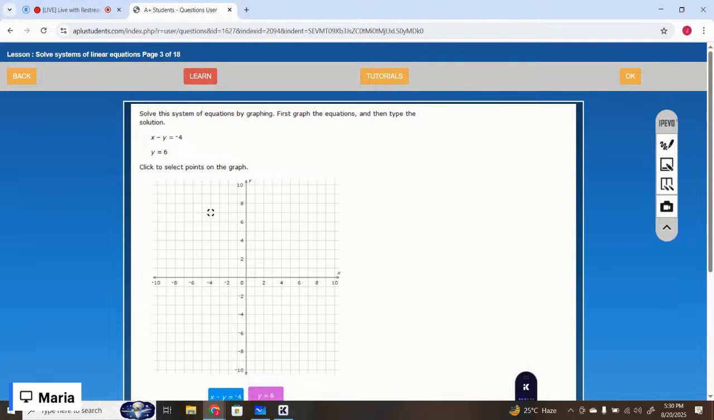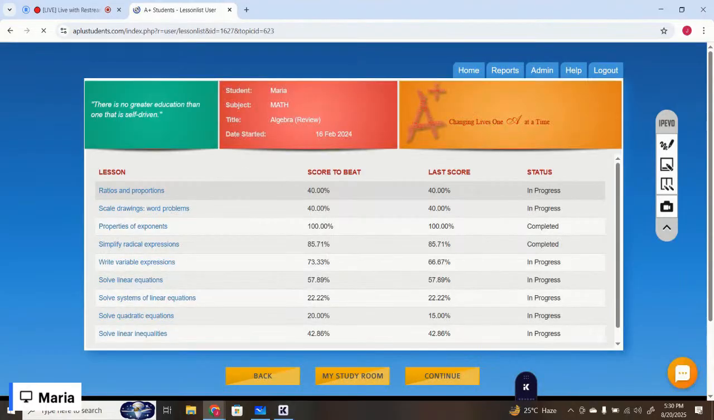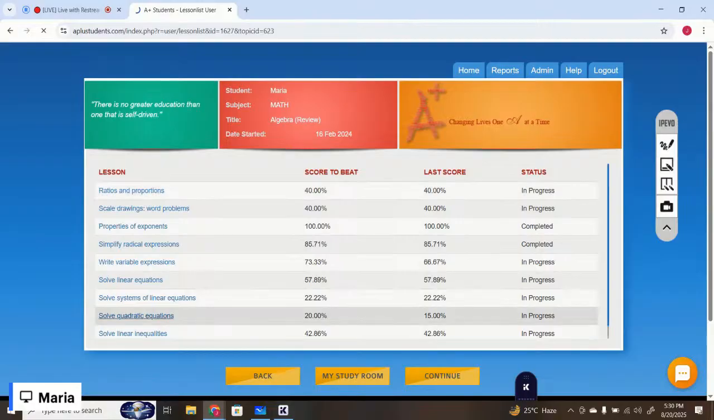Okay, you can complete the lesson by yourself later today. Let me just move on to the next lesson. The next lesson is solve quadratic equations.